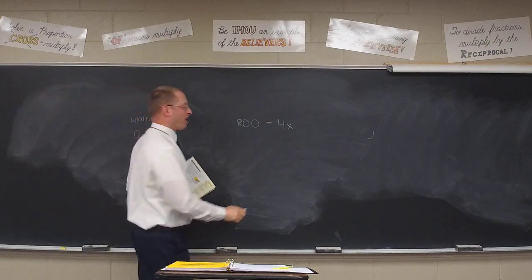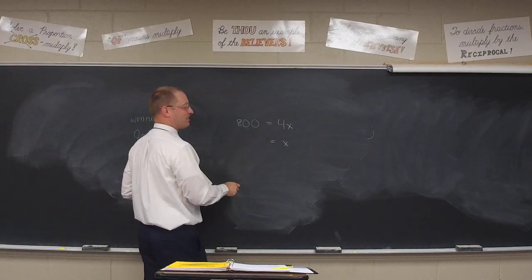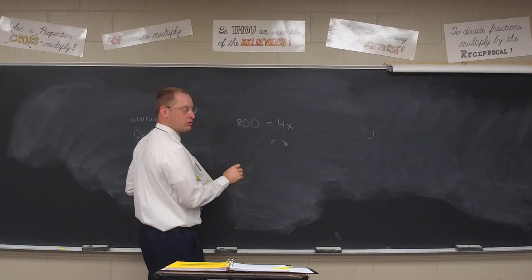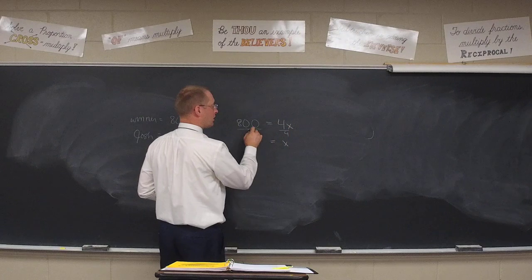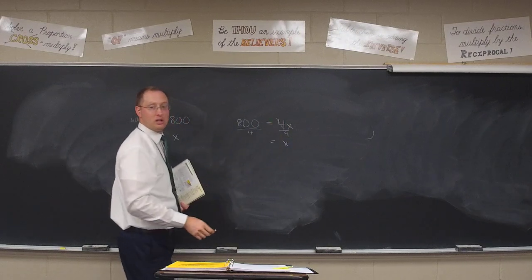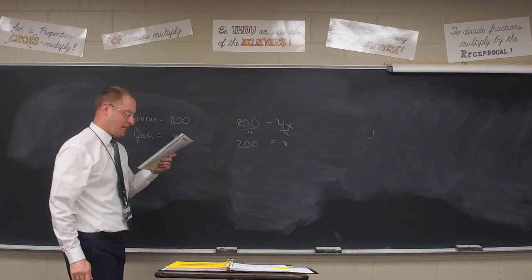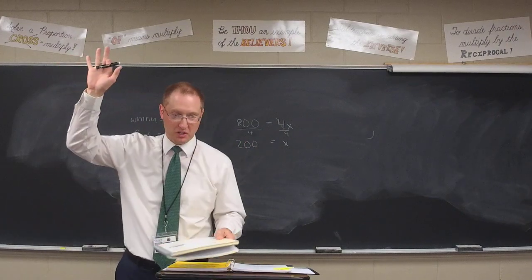What do we get for our answer here, Griffin? Divide by 4. 200. 200 pages. There he goes. How many pages did he read? He read 200 pages. How many of you got 200 pages for your answer?